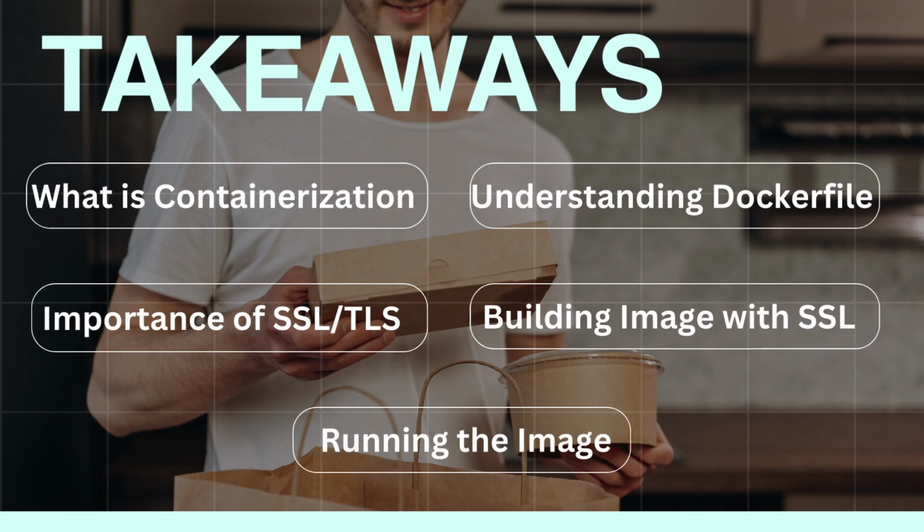First, we will learn about containerization, then the importance of SSL and TLS. Third, we will deep dive into the technicalities of our Dockerfile. Fourth, we will learn to build the image, which includes SSL. And finally, we will run and test the application.